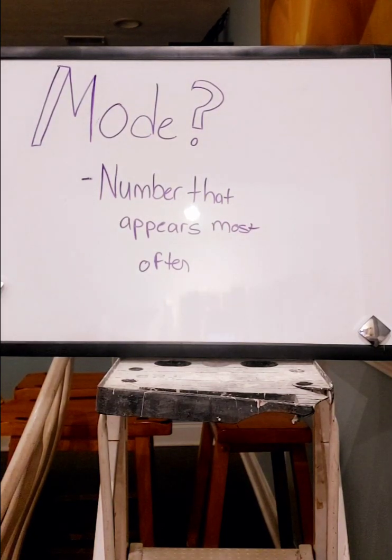And the last but not least is the mode. The mode will be the number that appears most often in the data set. Another interesting fact about the mode is that there can actually be two. That is known as a bimodal data set. So let's get started with our data set.